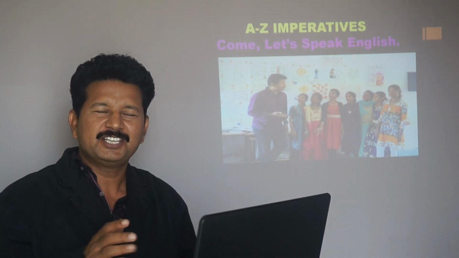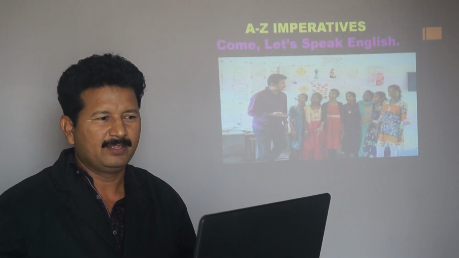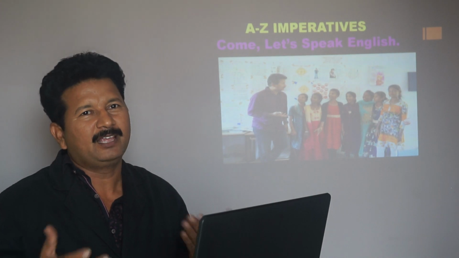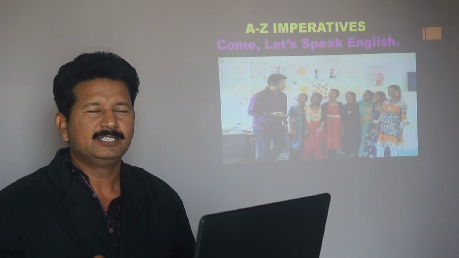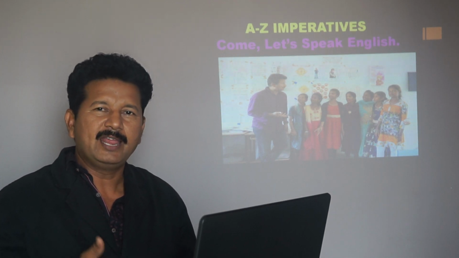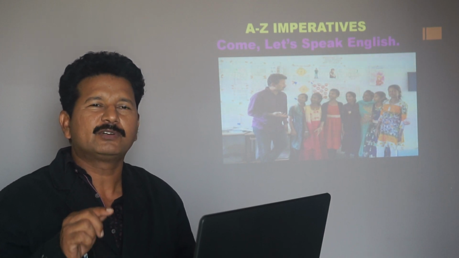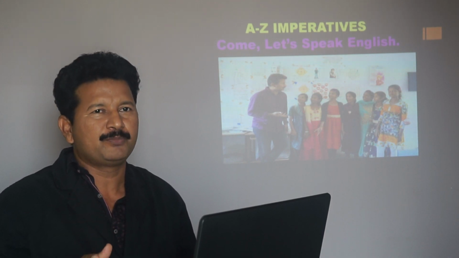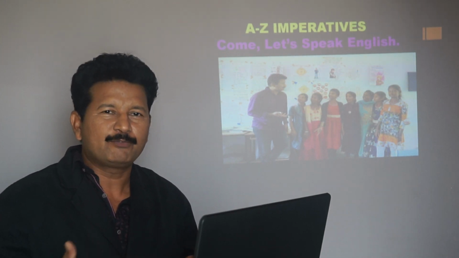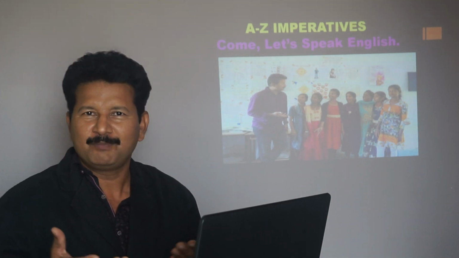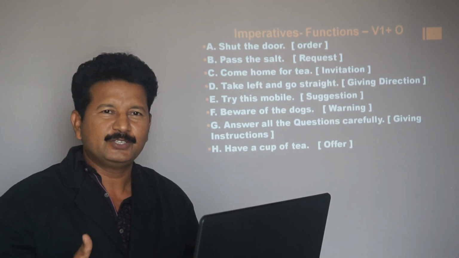Well, in this session, we'll talk about A to Z imperatives. Well, come, let's speak English. Now, we'll begin with small sentences that give you confidence. Well, anybody can do it, and all you have to do is start your sentences with V1 plus object in the positive sentences, and in the negative sentences you have to start with don't plus V1 plus object.